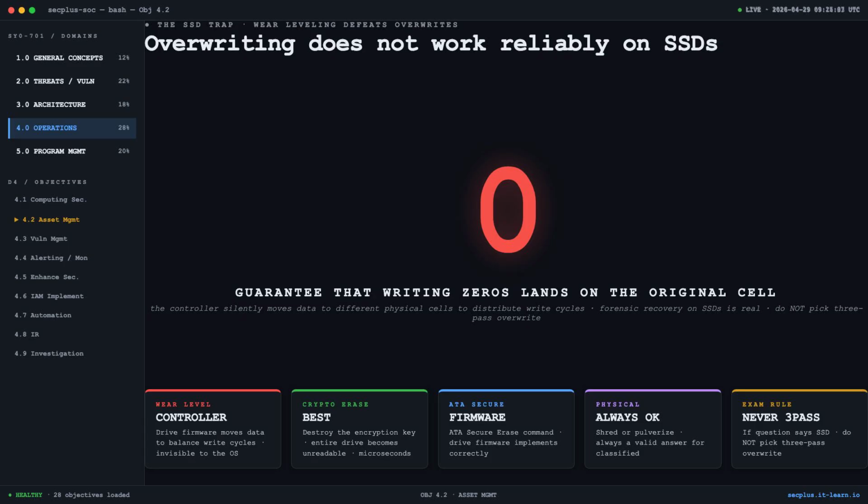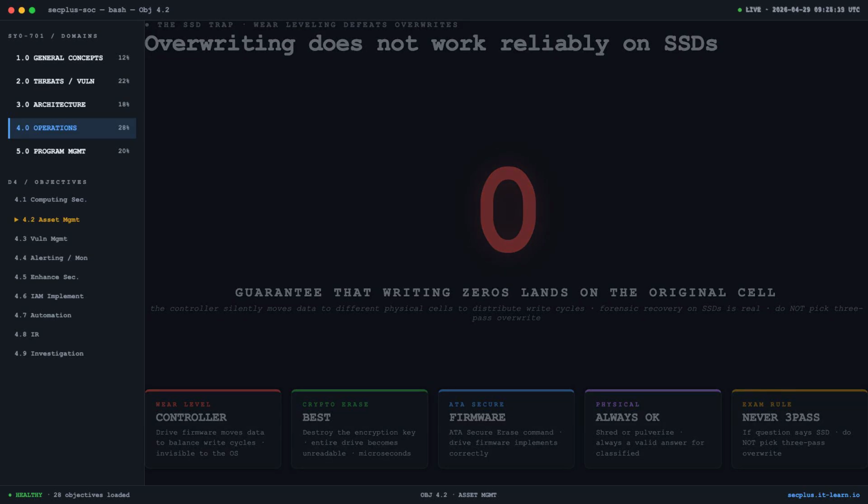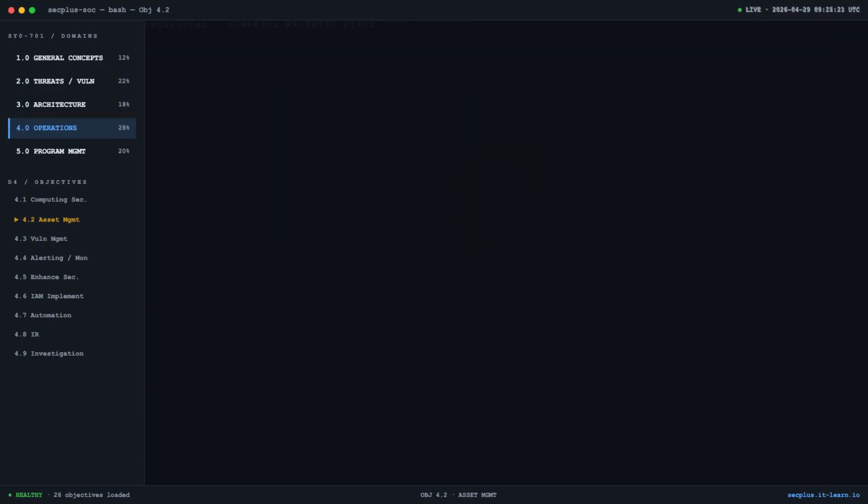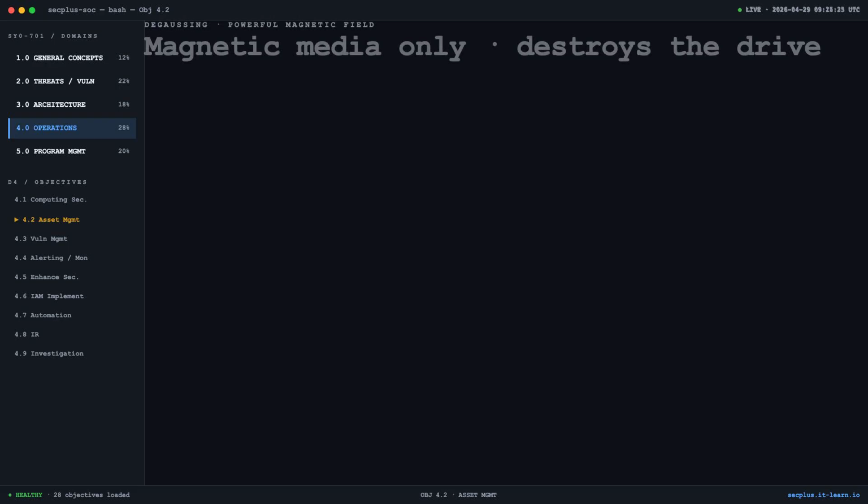Degaussing. Powerful magnetic field that randomizes the magnetic domains on the media. Works on HDDs, magnetic tape, floppy disks. Does not work on SSDs, USB drives, optical media. Those are not magnetic. After degaussing a modern HDD, the servo tracks are destroyed and the drive is unusable, which is fine because you do not plan to use it.